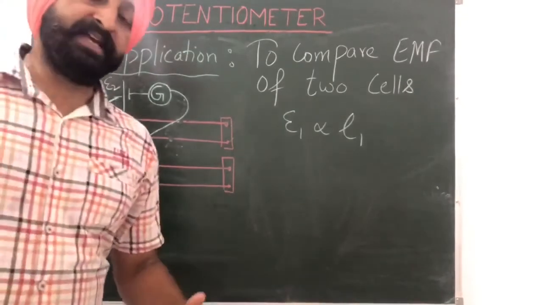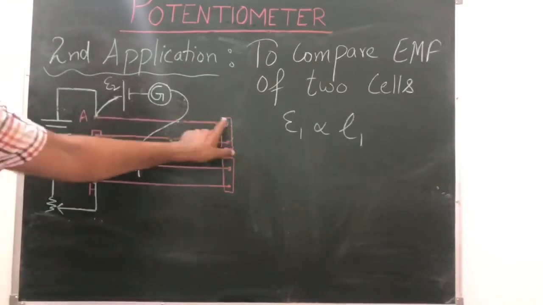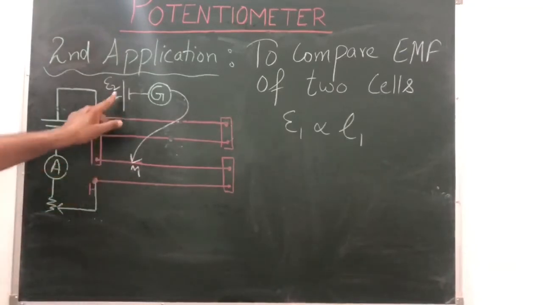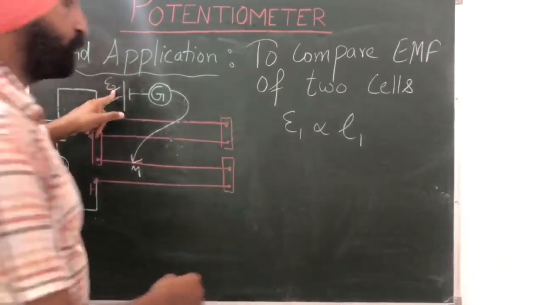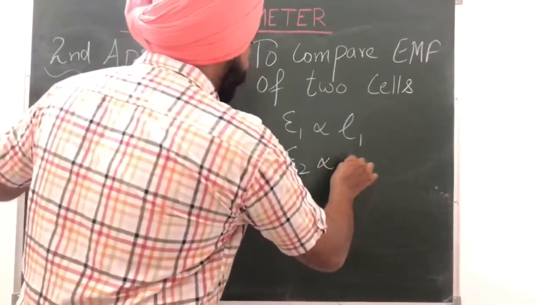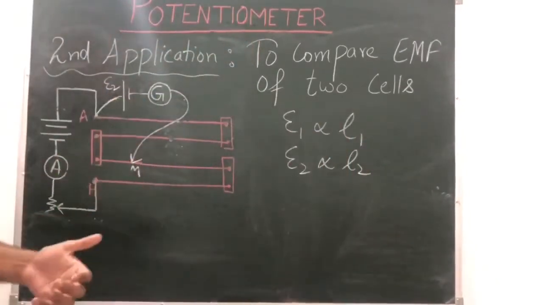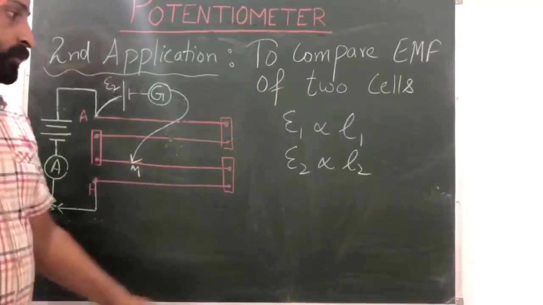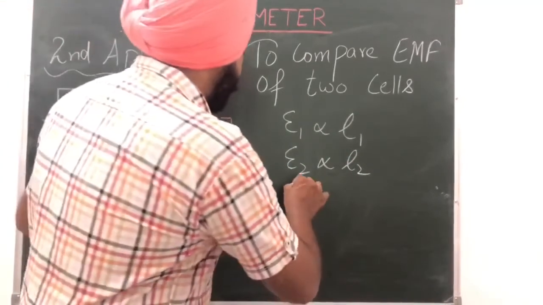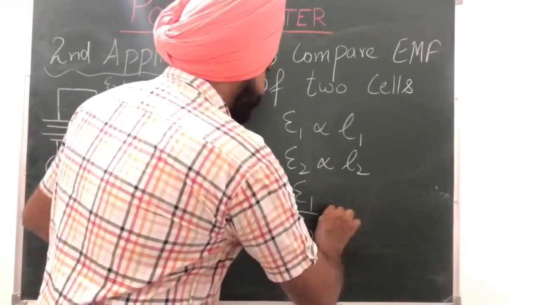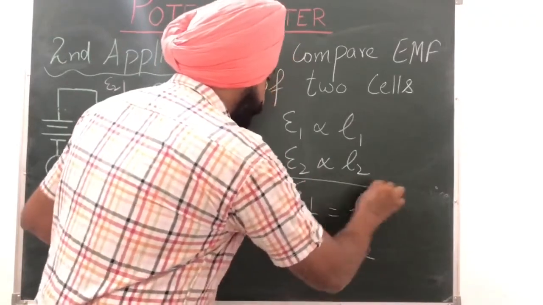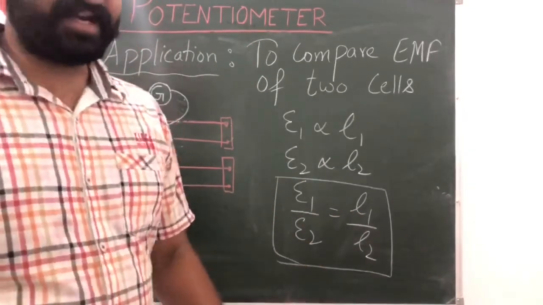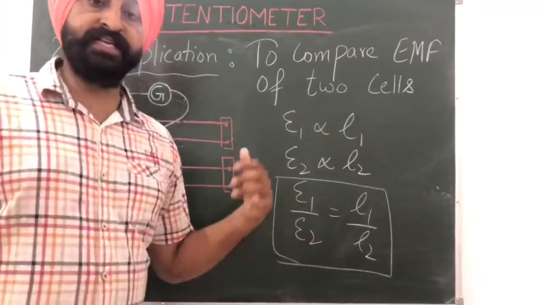Now you will be calculating the length from point A to point M, and let this length be L2, and the EMF of the second cell is E2. So you will be writing E2 is proportional to L2. Let L2 be the length of balance point M from the starting point A. So from these two equations you can write E1 by E2 is equal to L1 by L2. So by knowing these lengths L1 and L2, you can get the ratio of EMFs of these two cells.